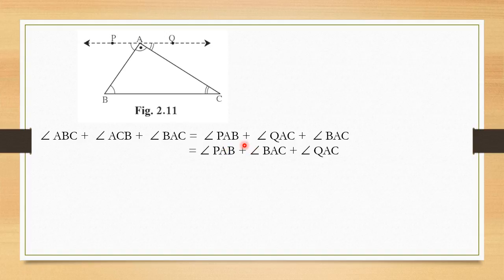Why have I done that? Because you can see here, if you look properly in the figure, PAB plus BAC, if you add these two angles together, what will we get? One angle, the total angle PAC. So I am going to write that. PAB plus BAC is equal to angle PAC, plus QAC as it is. Here in the bracket it is mentioned PAB plus BAC is equal to PAC, the whole angle, total angle PAC.